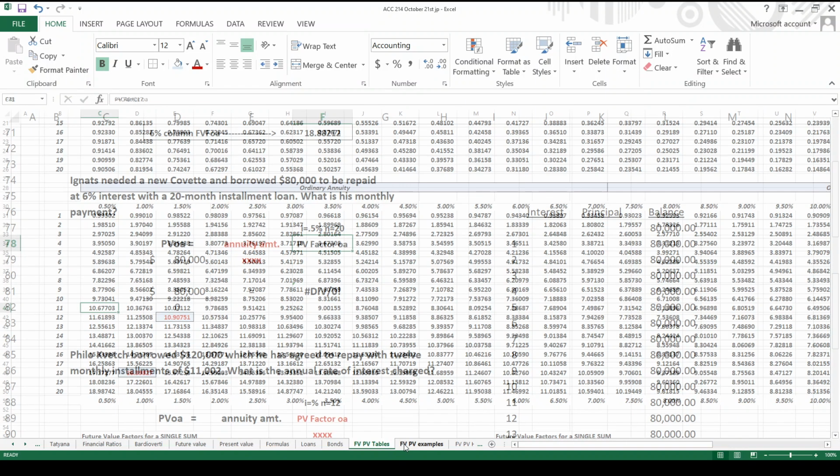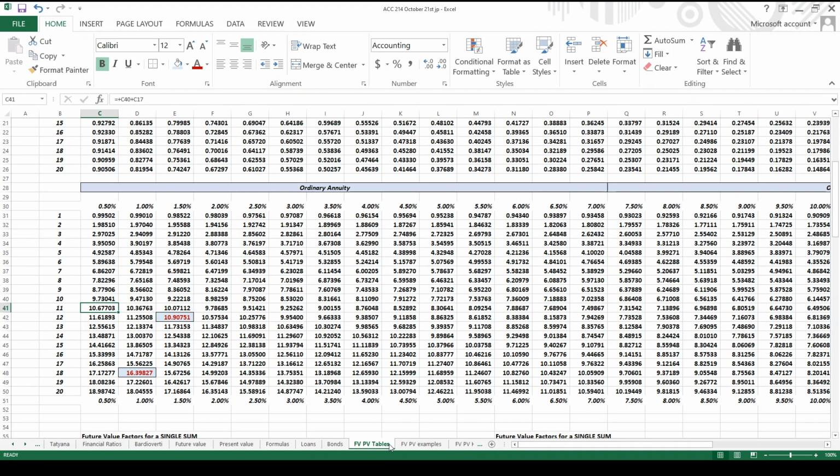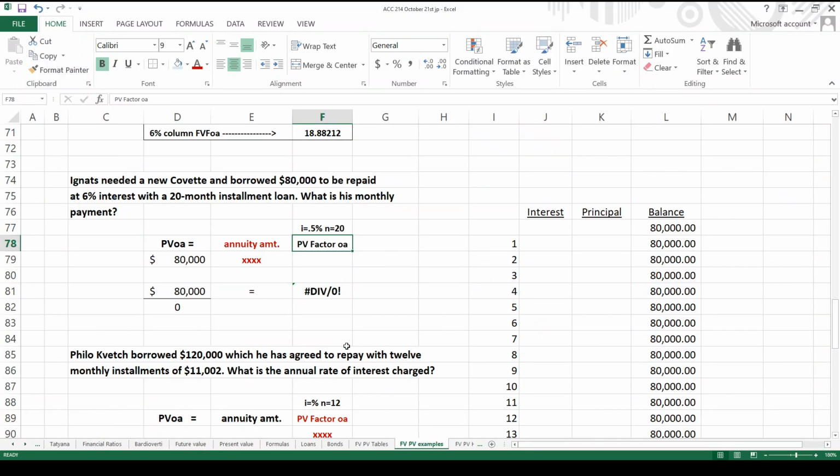The number is n equals 20, right? 18.98742. Yeah? Let's plug that in there. We solve. How do we solve? We divide both sides by 18.98742. Yeah? And we get a number. And what is the number? The number is 4213.32. We're hoping against hope that that's the monthly payment, yeah?